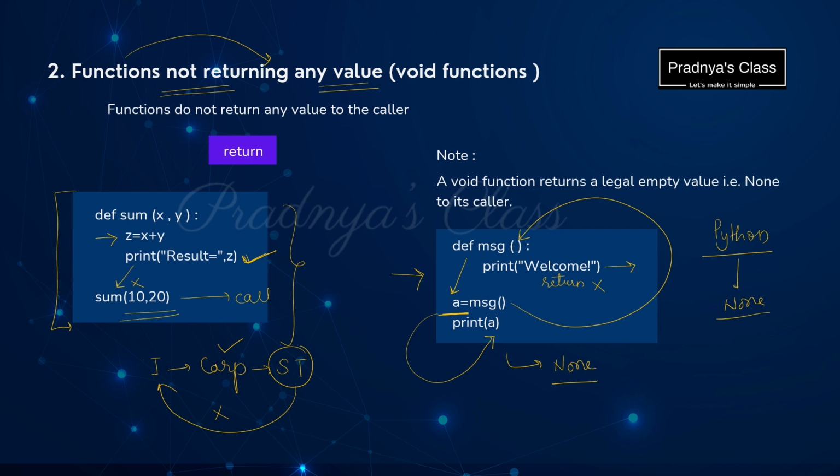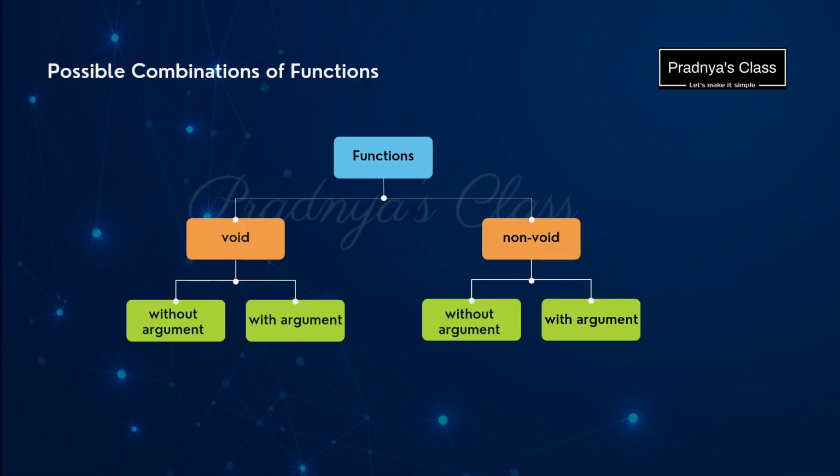The function which doesn't return anything is called a void function. So based on the different criteria, whether we are passing the argument or returning it back or not, here are the 4 possible combinations of the function.